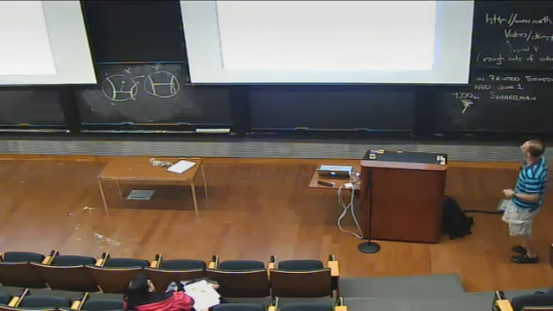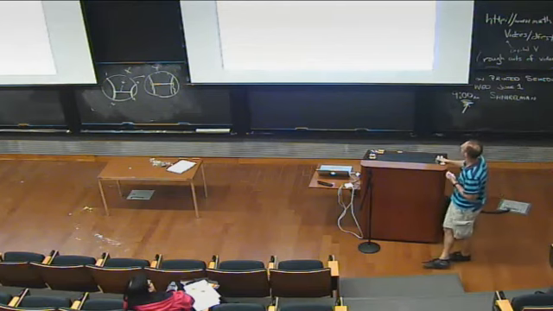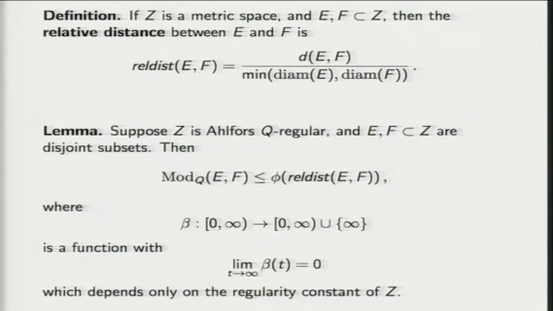So this is an amplification of the previous lemma. It looks a little complicated, but it's supposed to be simple. Again, you're in the Ahlfors Q-regular setting. You have two subsets E and F, say disjoint. Then the modulus for the pair E and F is bounded by, oops, there's a typo here, this phi should be this beta, some function of the relative distance. That function depends on Q and the Q-regularity constants. There is a constant in the definition of Q-regular.